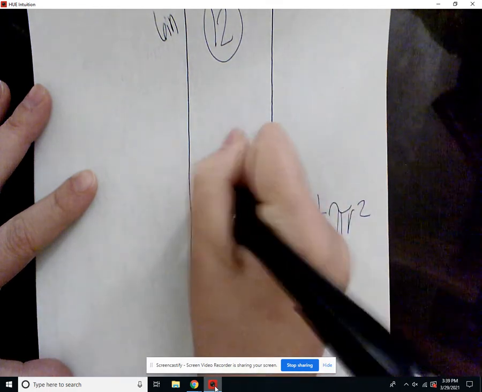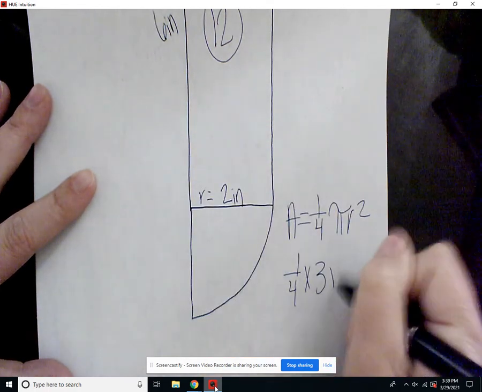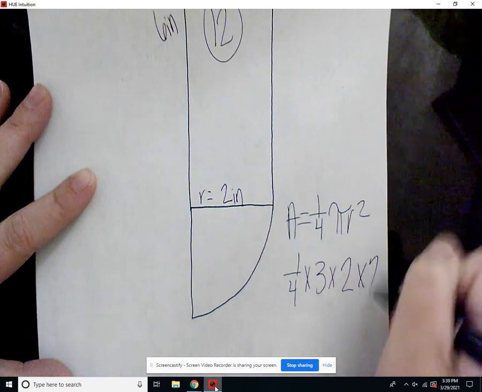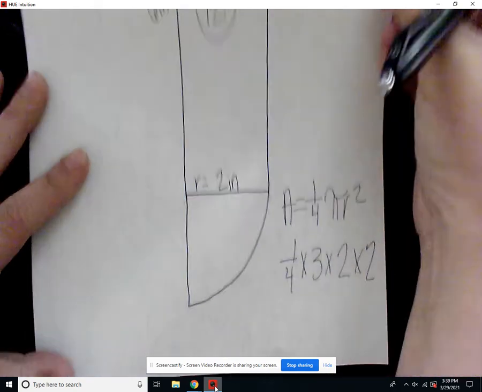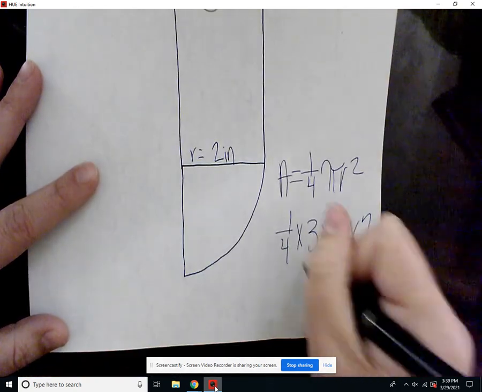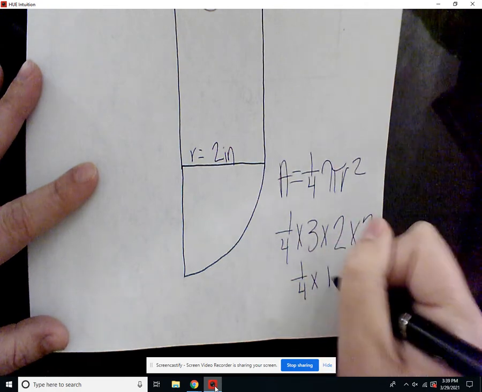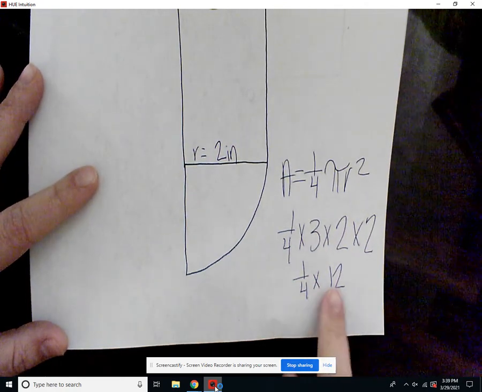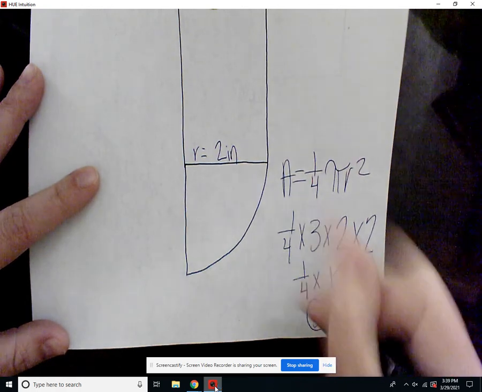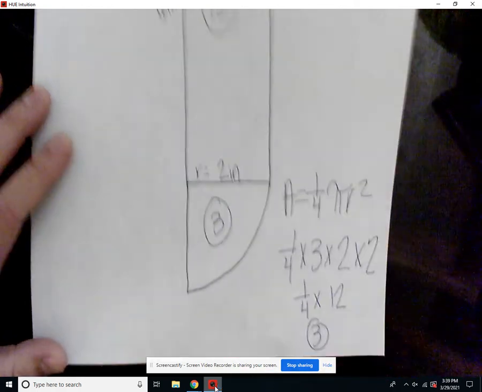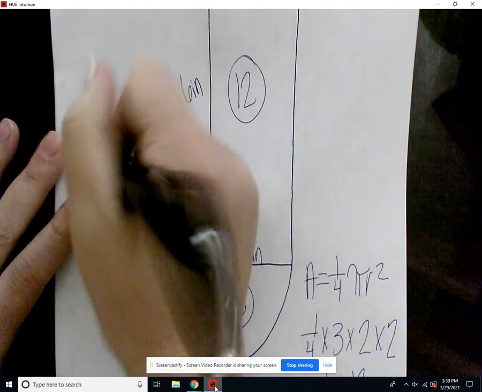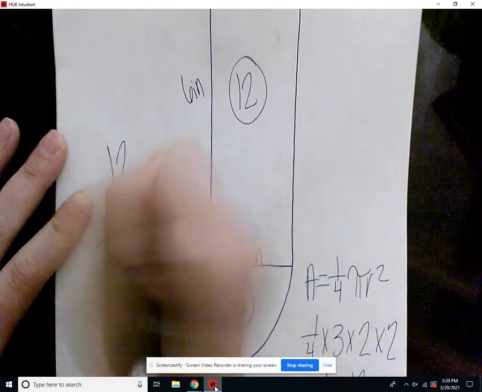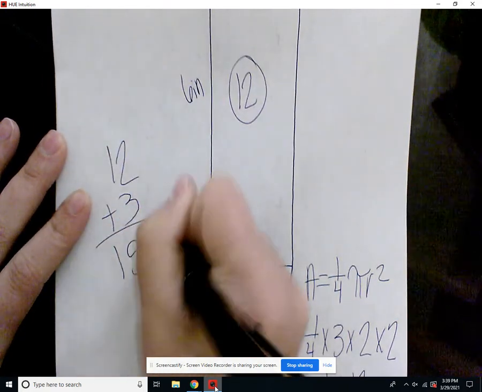So 2 represents a radius. We're going to write that down 2 times. So 2 times 2 is 4, times 3 is 12. 1/4 of 12 means divide it by 4. 4 will go into 12 3 times. And then we're going to add our two totals, 12 plus 3, which is 15 inches squared.